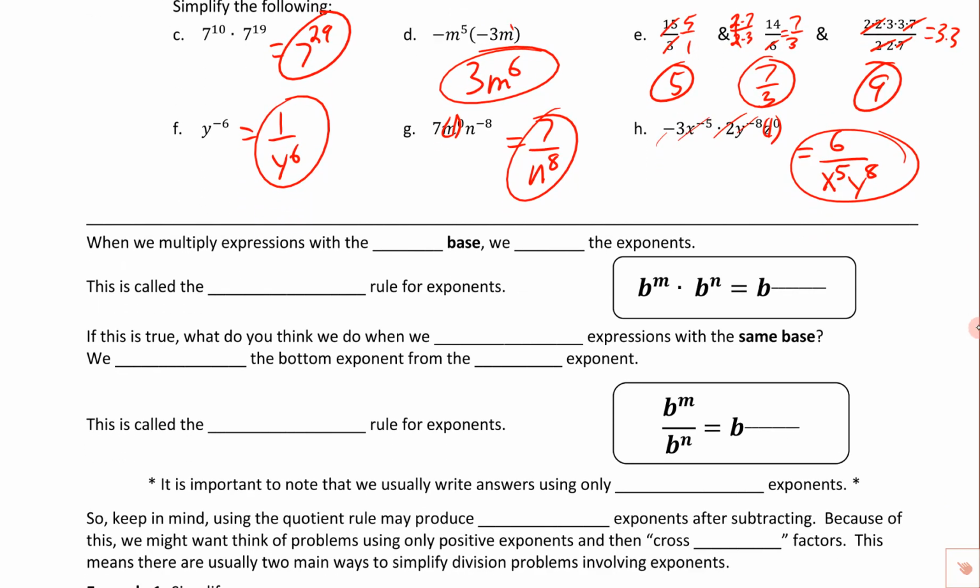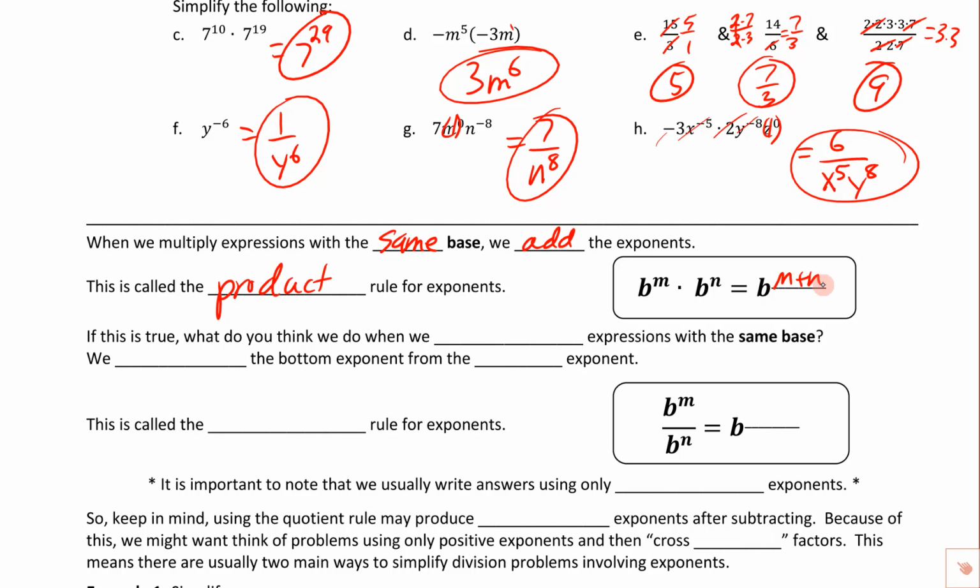Now, as a quick reminder, when we multiply expressions with the same base, got to have the same base, then we add the exponents. Okay, and that's called the product rule for exponents. So if we had b to the m times b to the n, it was b to the m plus n. We literally just add those together.